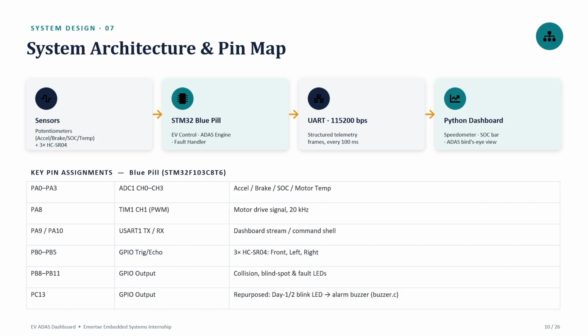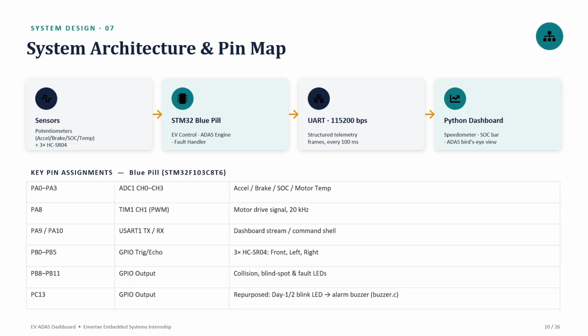Then we have a communication protocol, UART, known as universal asynchronous receiver transmitter, which gives a data rate capability of 115,200 bits per second, and which helps us communicate between the board and the simulation. And we have a Python dashboard to display all the data in a graphical manner.